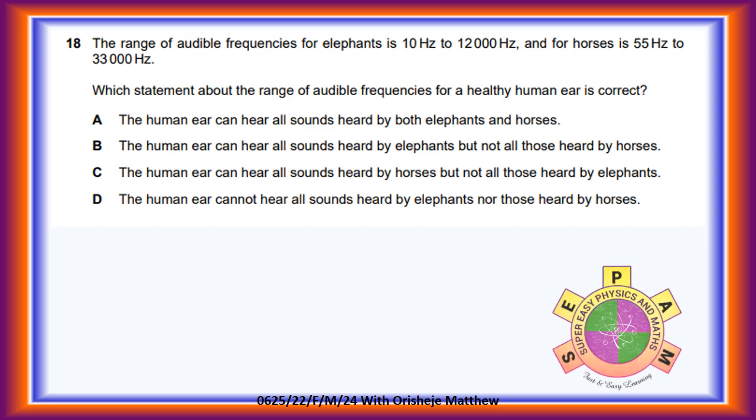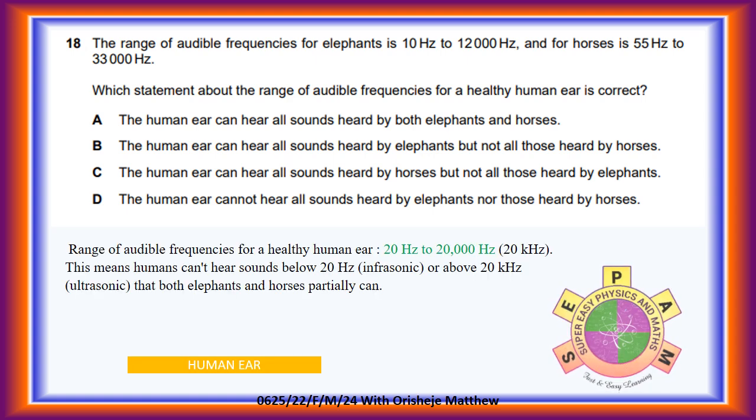Question 18. The range of audible frequencies for elephants is 10 Hz to 12,000 Hz, and for horses is 55 Hz to 33,000 Hz. Which statement about the range of audible frequencies for a healthy human ear is correct? Option A, the human ear can hear all sounds heard by both elephants and horses. Option B, the human ear can hear all sounds heard by elephants but not all those heard by horses. Option C, the human ear can hear all sounds heard by horses but not all those heard by elephants. Option D, the human ear cannot hear all sounds heard by elephants nor those heard by horses. The answer is D.